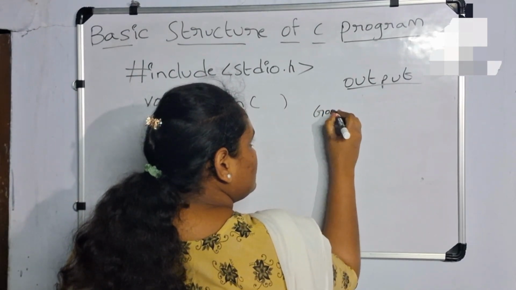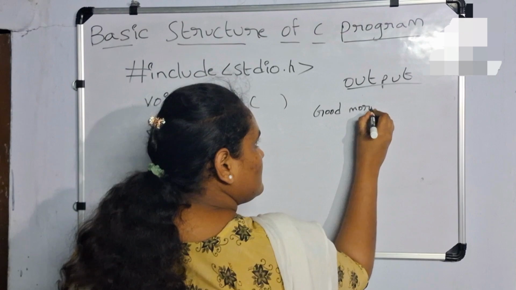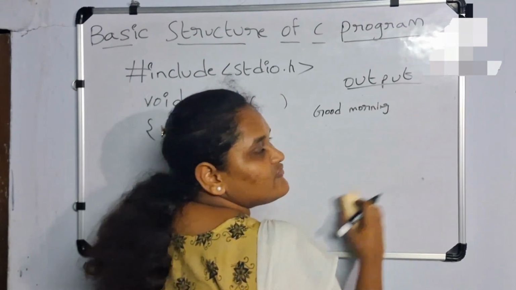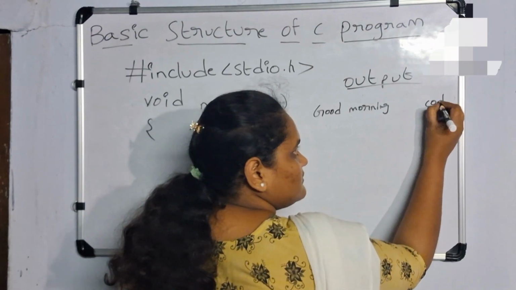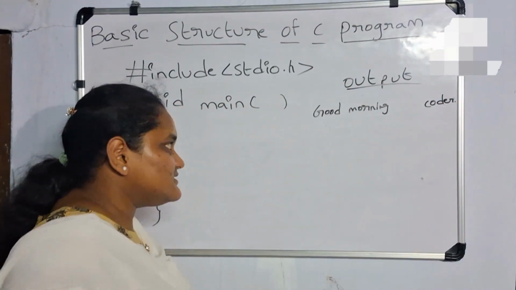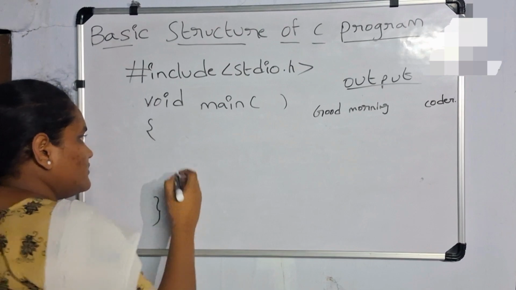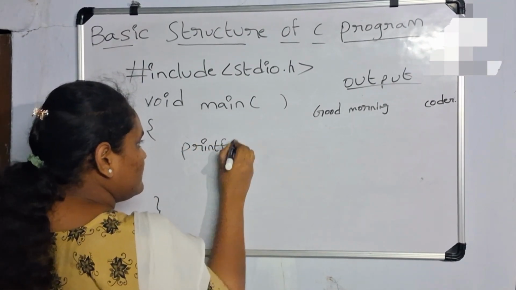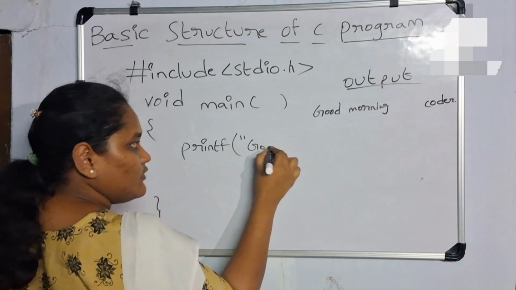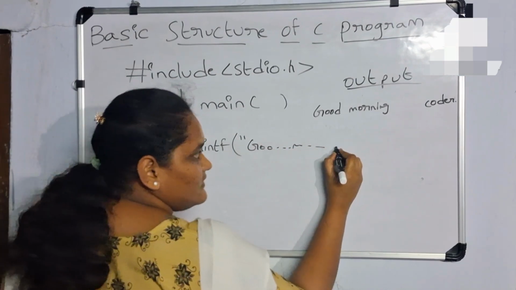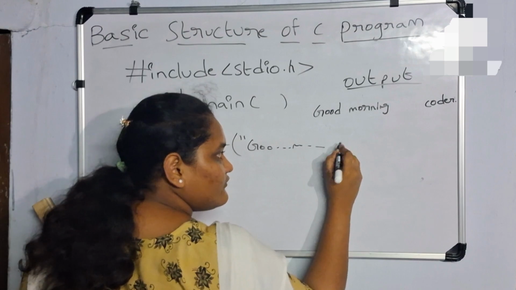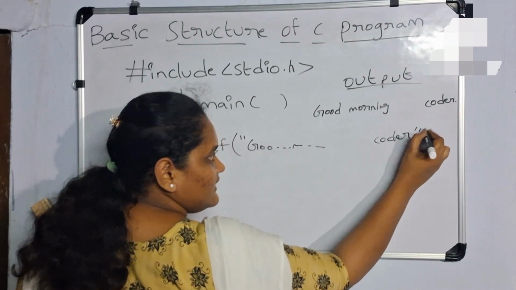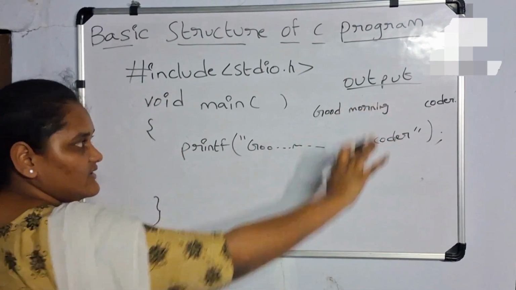So, good morning, and here a tab. That means a tab means 4 spaces, and coder. If I want my output to be like this, how can I write the printf function? Printf good morning, and here it is okay if we leave 4 spaces and then write coder and then close, and this gives the correct output.